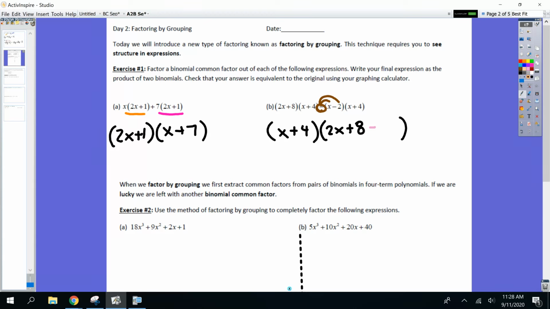Will, you want to tell me again what's left now? Negative x plus 2. Yeah, there you go. Good. Negative x plus 2.